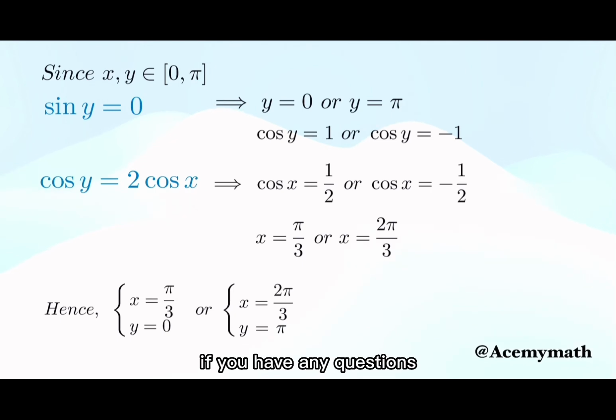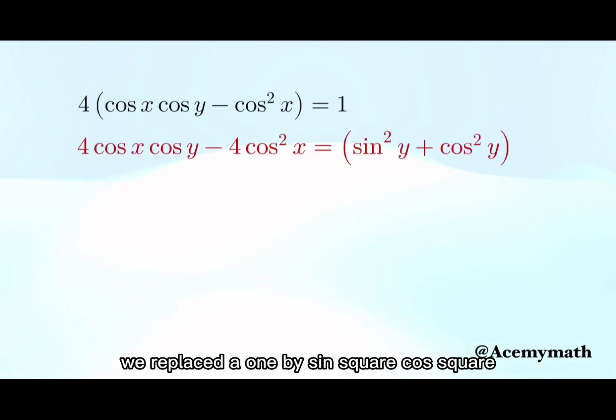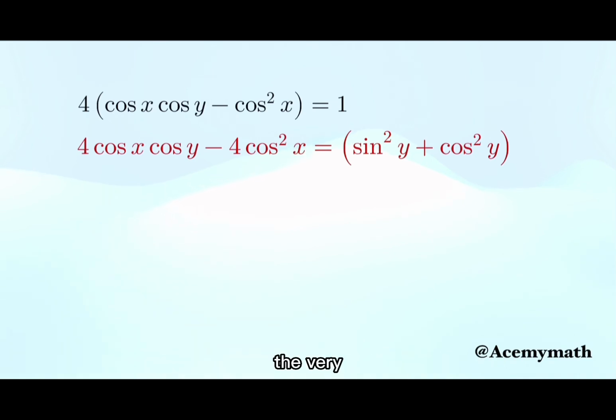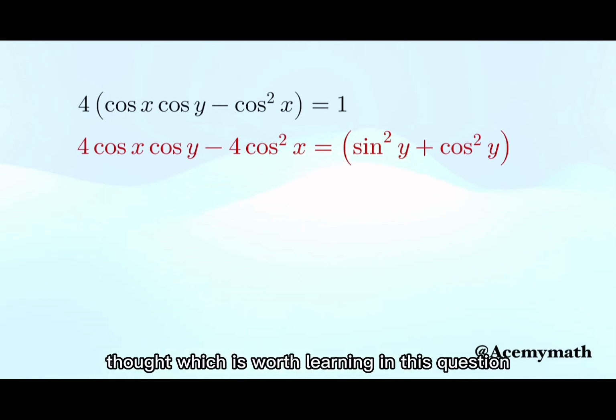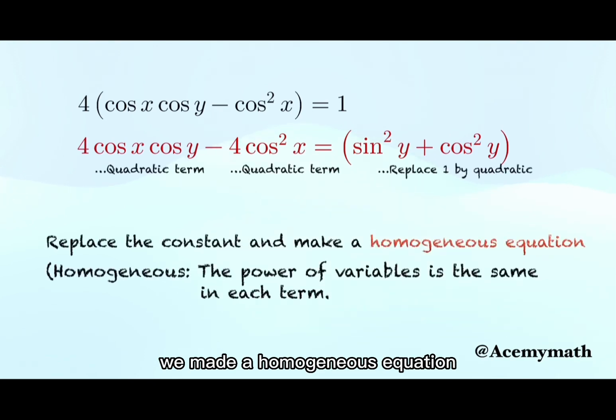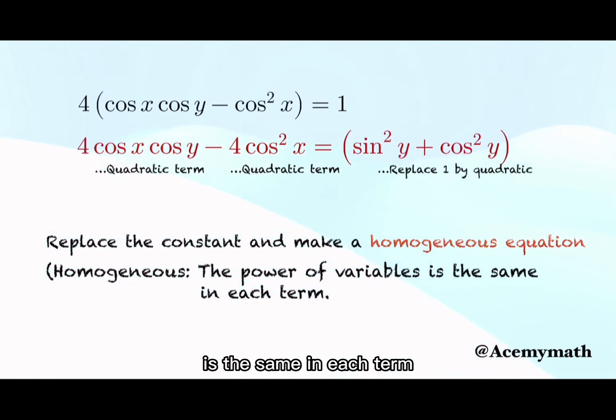If you have any questions, let's take a review. We replace the 1 by sine square plus cosine square. I think this is the most valuable technique and the very thought which is worth learning in this question. We made a homogeneous equation. Here the word homogeneous means that the sum of the powers of variables is the same in each term.